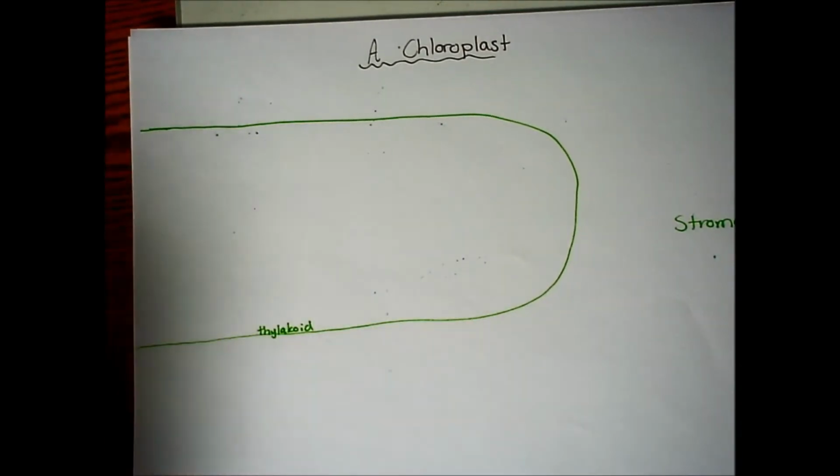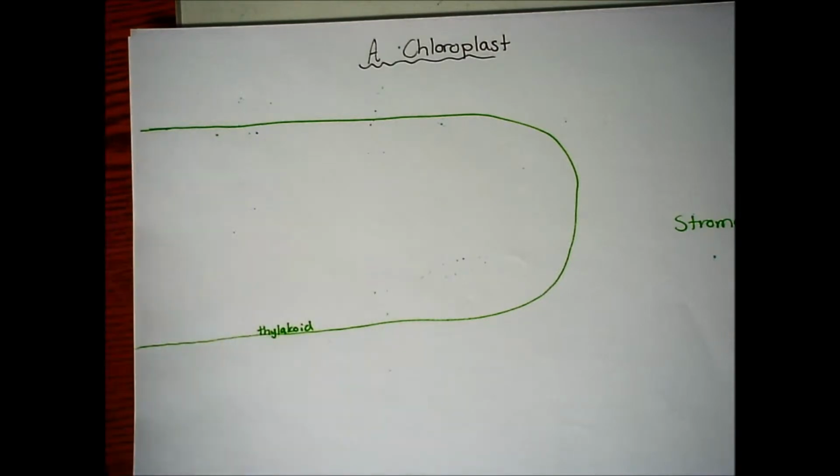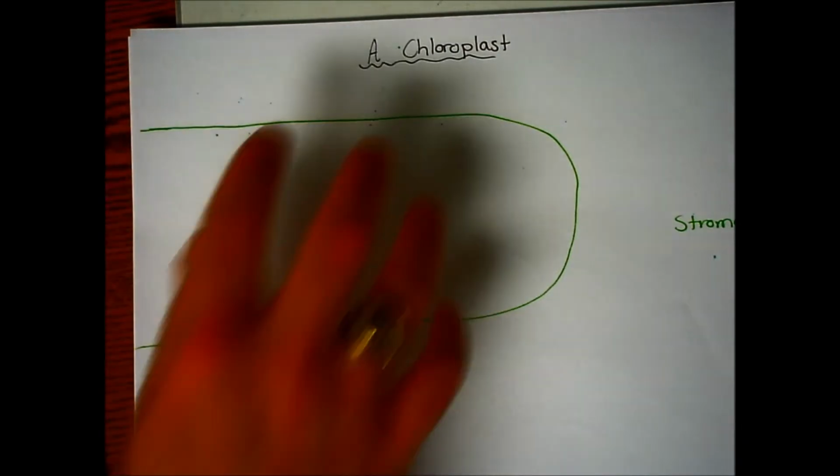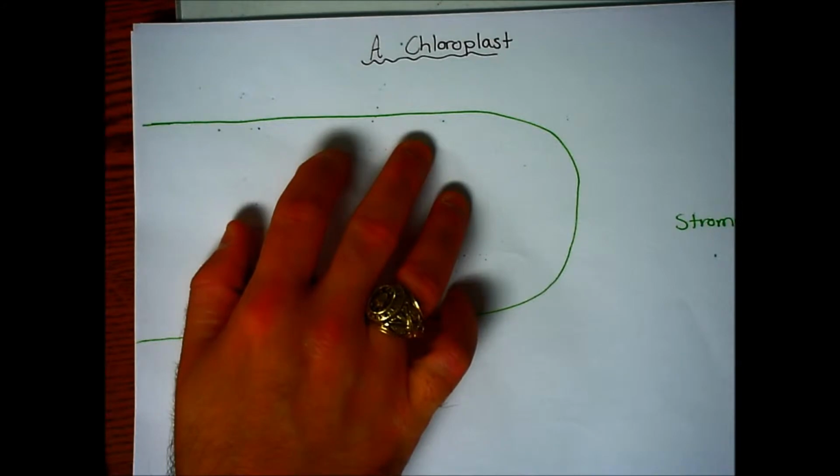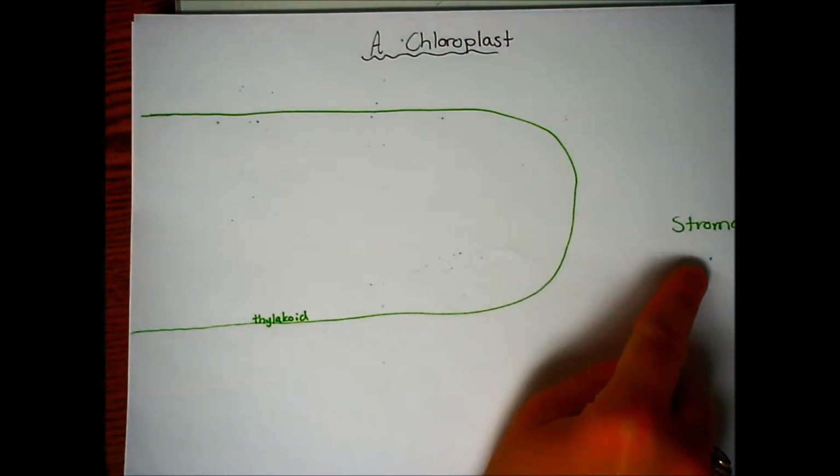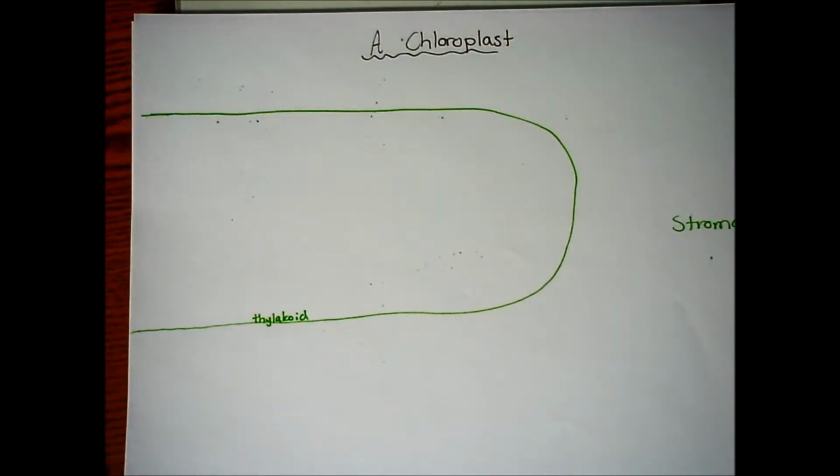I've drawn it from left to right, showing you the order. So the thylakoid reactions have to be happening first. The stroma reactions happen second, which is kind of, if you start to think about it, a little bit of a reversal of cell respiration.